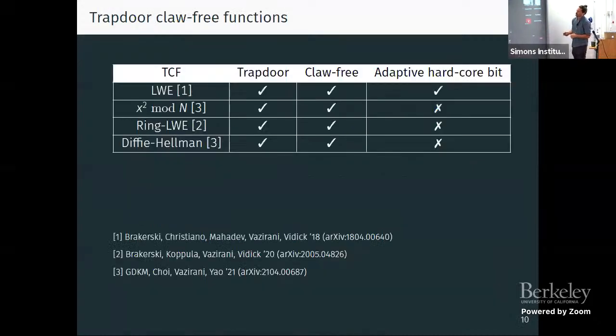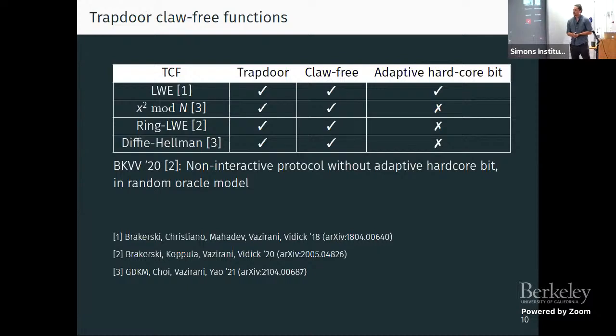Okay, so since this original protocol, there have been a number of other trapdoor claw-free functions that have been suggested for use in a protocol like this. But we can see that all of them, as far as we know, other than LWE, don't have this adaptive hardcore bit property. So there's this question: what sorts of protocols can we build that don't require an adaptive hardcore bit? And there was a nice work last year, which shows a protocol that both is non-interactive, so it's down to just you send a message and bring it back, and also doesn't require this adaptive hardcore bit. And this was proven in the random oracle model.